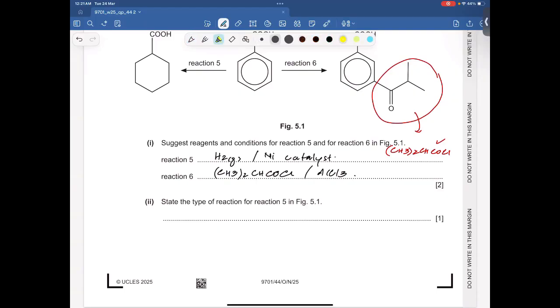State the type of reaction in reaction 5, hydrogenation or reduction. Addition of hydrogen is reduction, also called hydrogenation. Okay, let's move on to the next page.